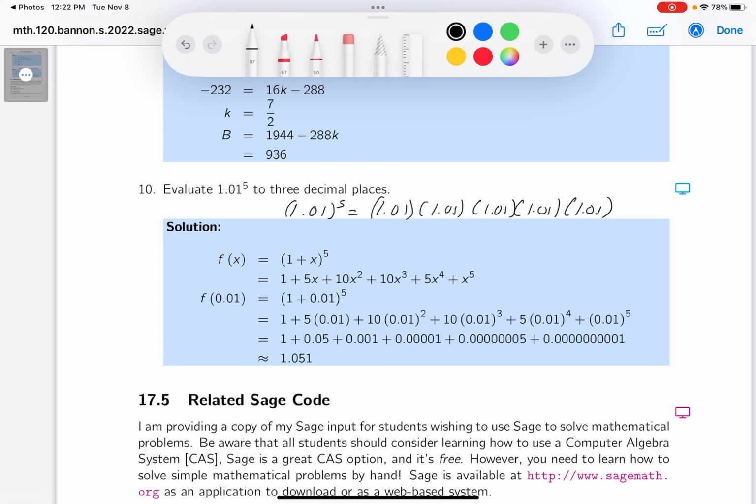I too certainly know the number's around 1, but they want me to get it accurate to 3 places. I don't want to guess at it. So what I'm going to do over here is use the binomial theorem to do that. And I'm going to write down a function f of x. I'm going to say f of x equal to this over here.